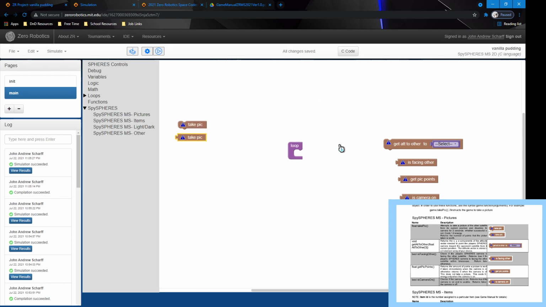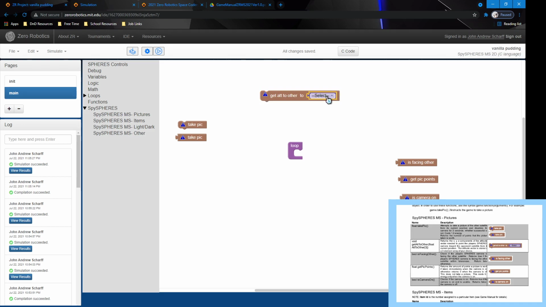Move these to the side. This one is very important: get attitude to other to an array. So all this really does is let the computer know, hey, I want the perfect attitude, so that way I can turn and face the other sphere so I can take photos. Because if you're not facing the other sphere, then you aren't going to get any points when you take photos. So the computer says, okay, I got the values for you.